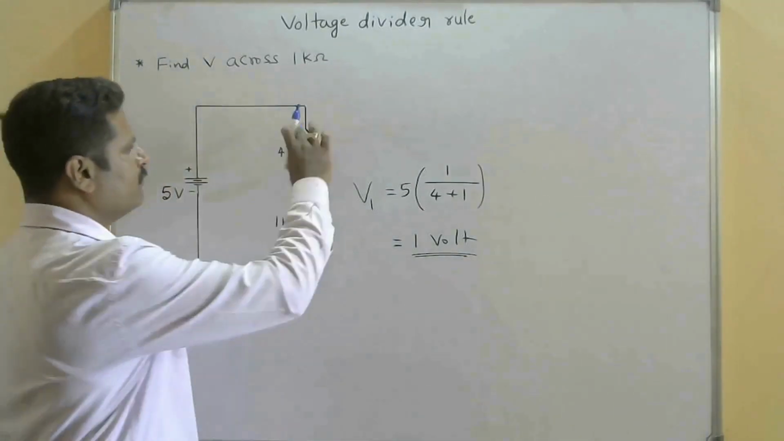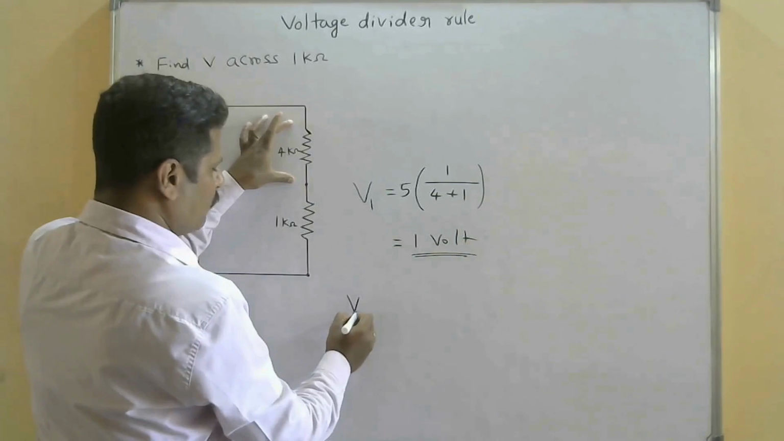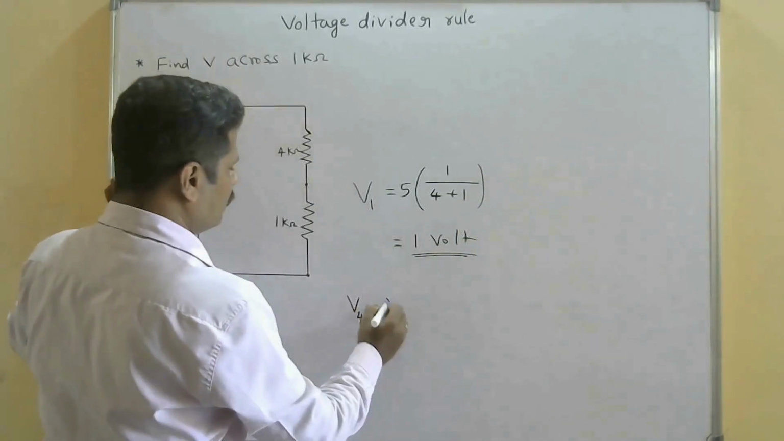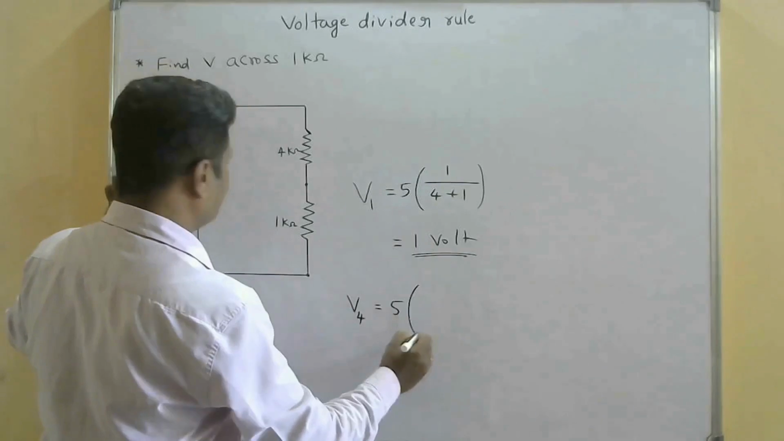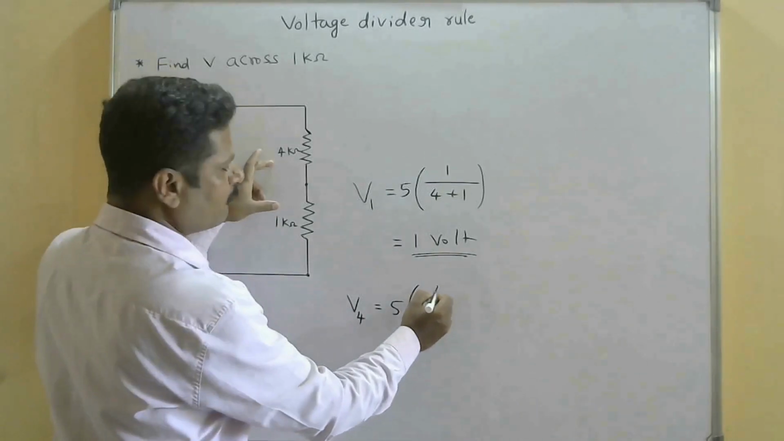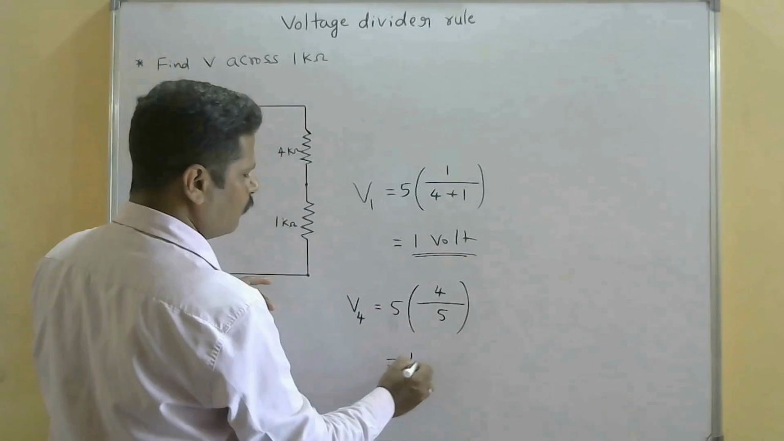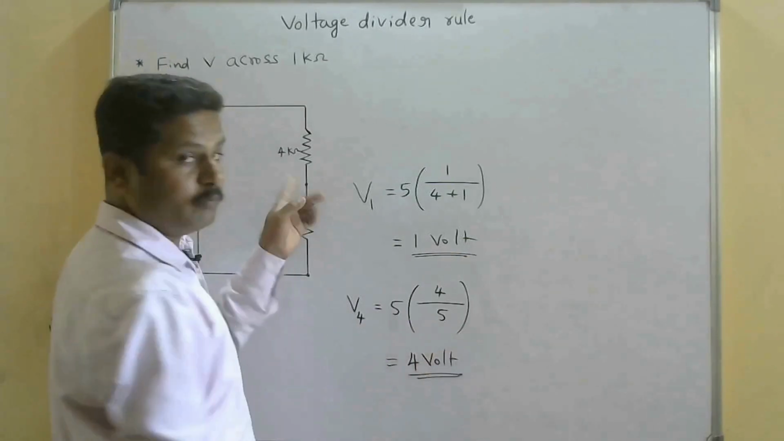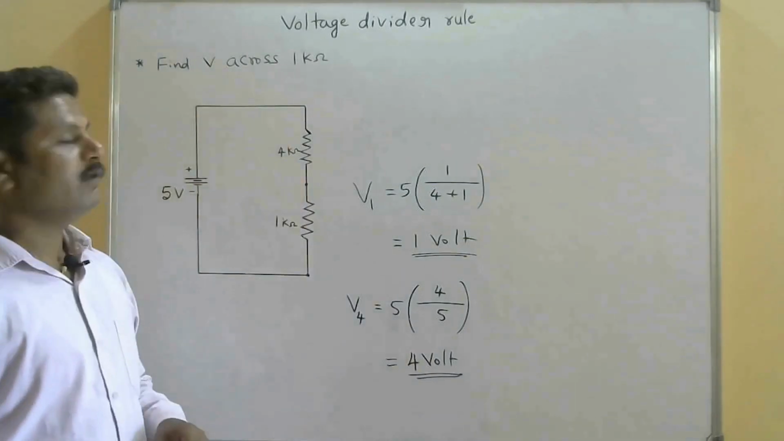Here the voltage drop across this 4 kilo ohm resistor is equal to the total voltage applied across the combination, that is 5, and the resistance across which the voltage is to be determined, that is 4, divided by the total resistance, 4 plus 1, 5. Here the total voltage drop across this 4 kilo ohm resistor is 4 volt. In this way we can use the voltage divider rule.